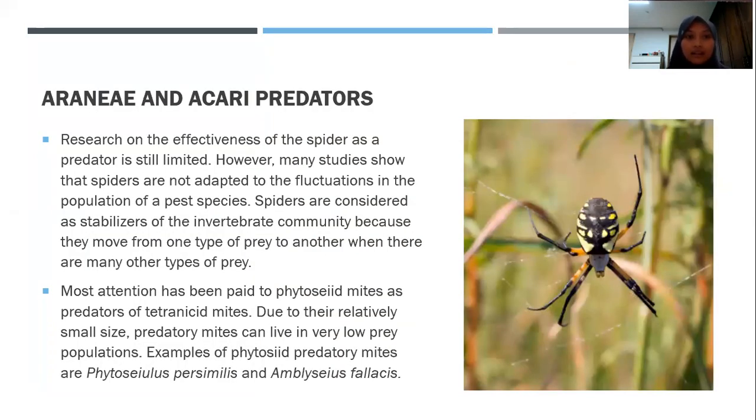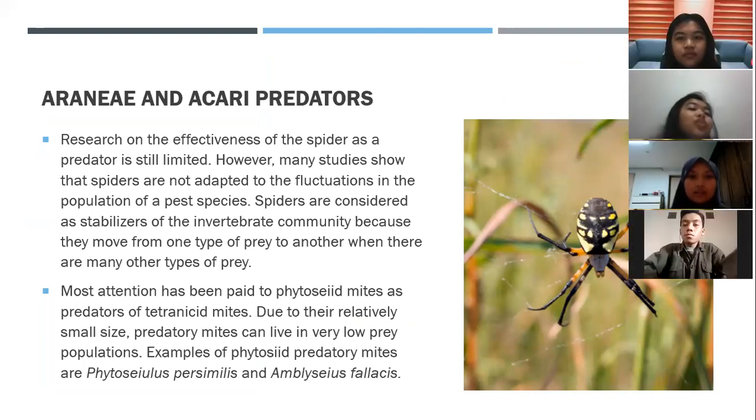Araneae and Acari predators. Research on the effectiveness of the spider as a predator is still limited. However, many studies show that spiders are not adapted to the fluctuation in the population of a pest species. Spiders are considered a stabilizer of the invertebrate community because they move from one type of prey to another when there are many other types of prey.